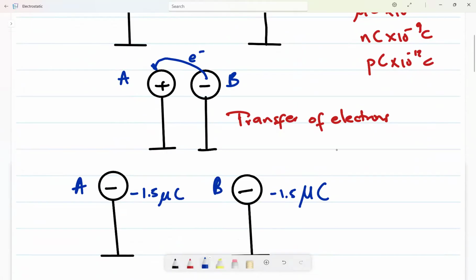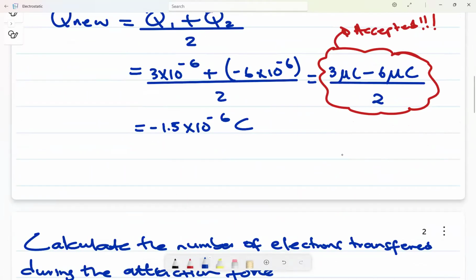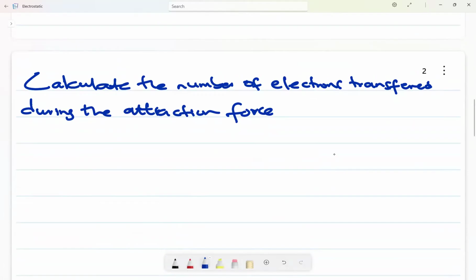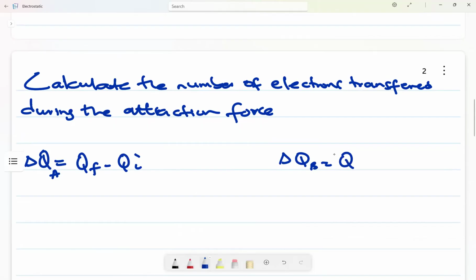Okay, so it means this one had a loss of electrons, this one had a gain of electrons. Now, when we want to calculate the number of electrons, we need to find the change in Q. Let's say for A, and here calculate the change in Q for B. The change in Q should be the same because what I lose is what you gain. The change in charge will be charge final minus charge initial. Also here it will be charge final minus charge initial.